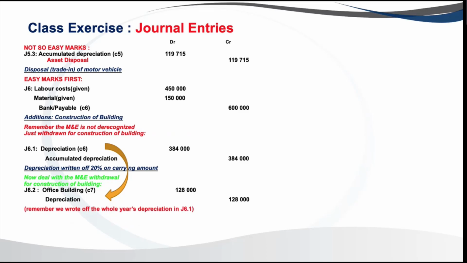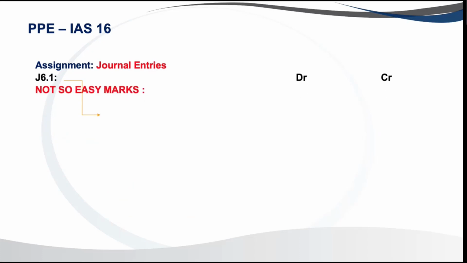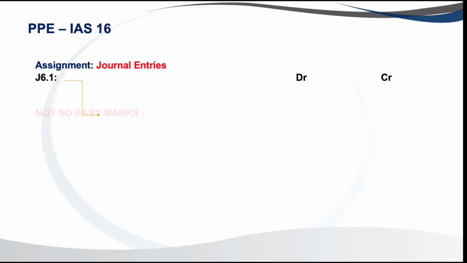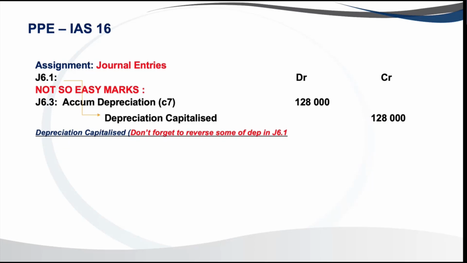Because in 6.1, we had the entire year's depreciation, but for 4 months of it, this machinery was used for another purpose. So you get those marks. Now you're going to go to the not so easy marks, because if you look at 6.1, I said debit depreciation and credit accumulated depreciation. So I need to pass another journal entry in 6.3 to say that 128 needs to be reversed on the accumulated depreciation and get depreciation capitalized. You guys did that in the note. This is how you pass those journal entries. And you guys missed that. It's not a so easy mark.